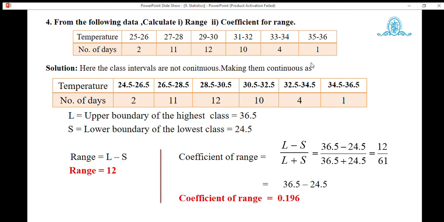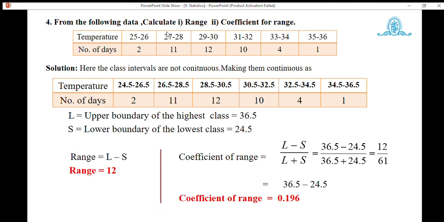How can we make them continuous? We just have to subtract 0.5 from every lower limit and add 0.5 to every upper limit. How has that 0.5 come? It is 27 minus 26 upon 2, so it is 1 by 2, that is 0.5. That value you have to subtract from each lower limit and add to each upper limit. So 25 minus 0.5 is 24.5. 26 plus 0.5 is 26.5.